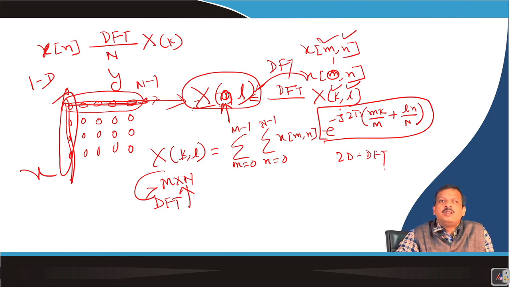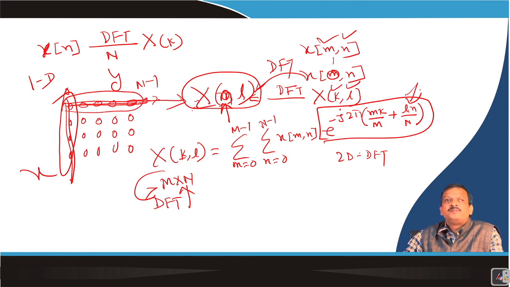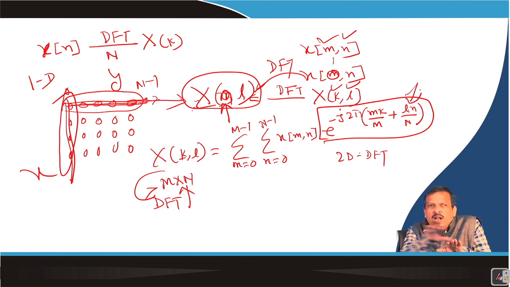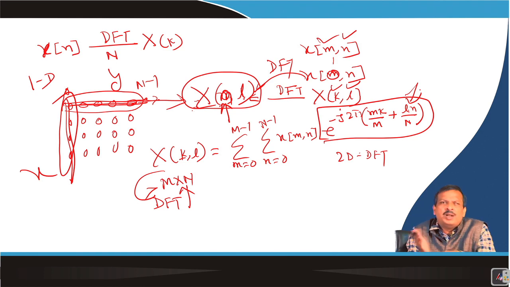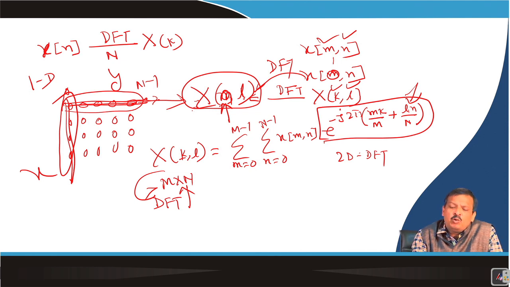Is it clear? So, one dimensional is mk by M, in two dimensional I have to again add another dimension. So, first column wise, then row wise, or first row wise, then column wise, whatever I can do. So, this is my two dimensional basis function.